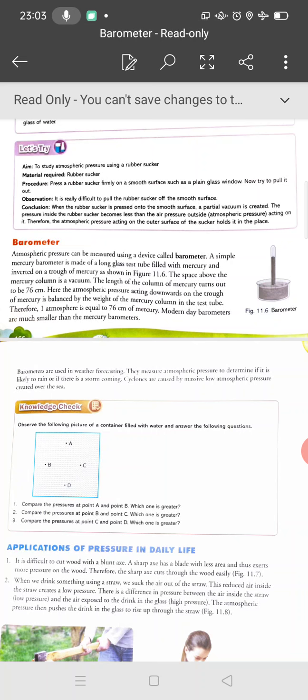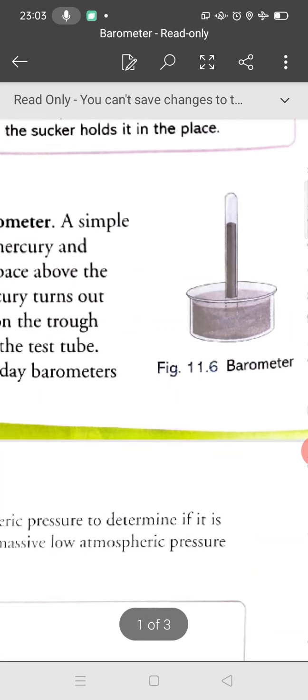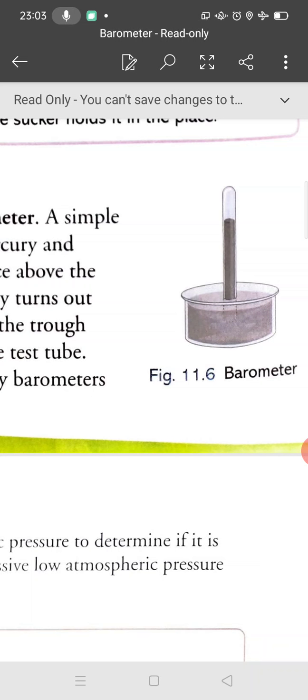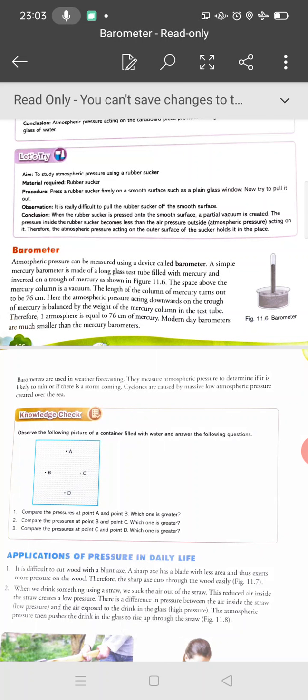You can see there is a diagram of a barometer, there is a test tube. So what do we mean by the barometer? A barometer is a device that helps us measure the atmospheric pressure. So atmospheric pressure can be measured using a device called a barometer.